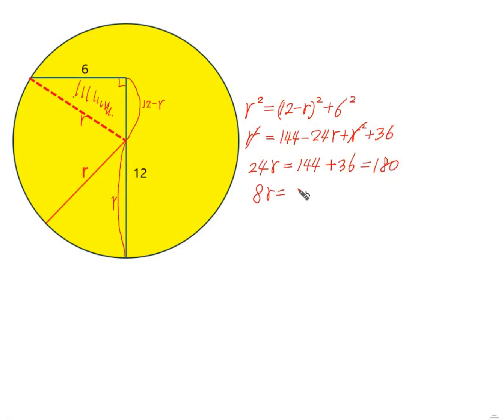24R equal 180. 2R equal 15. So R equal 15 over 2. This is answer. Thank you.